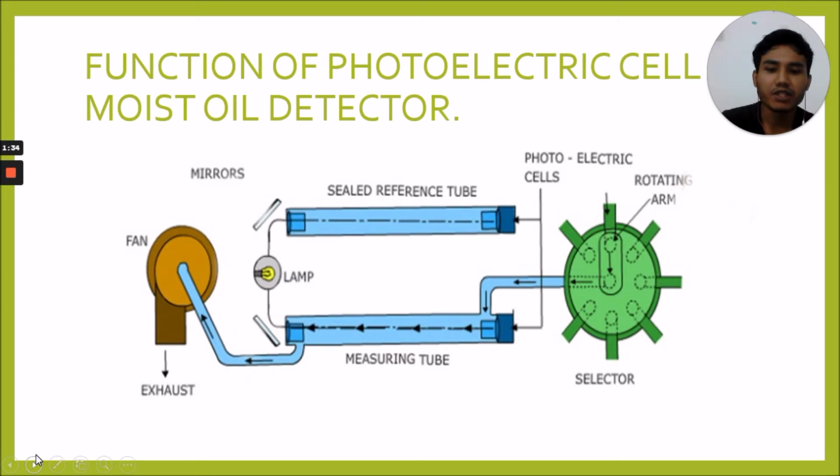If a concentration of oil mist is present in certain samples, light will be obscured before reaching the cell of the measuring tube. The electrical balance will be disturbed and the alarm will be operated. In the next slide, I will show you a video of how the oil mist detector operates.